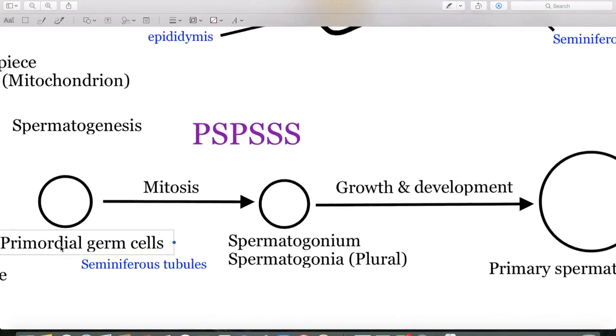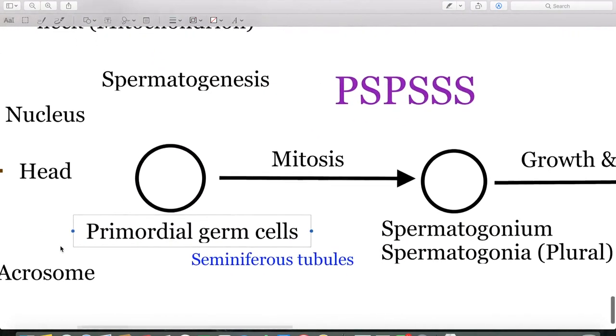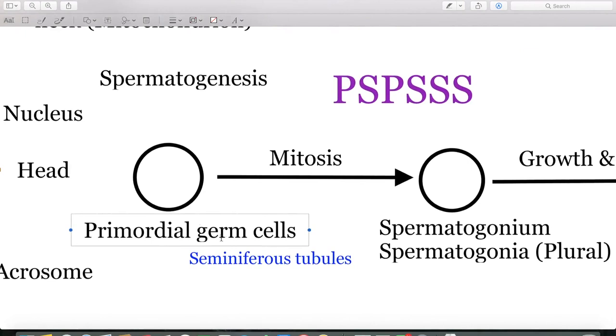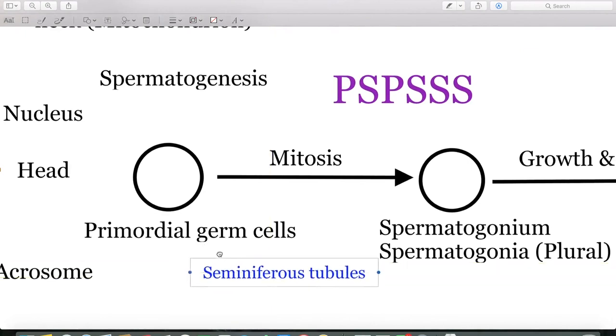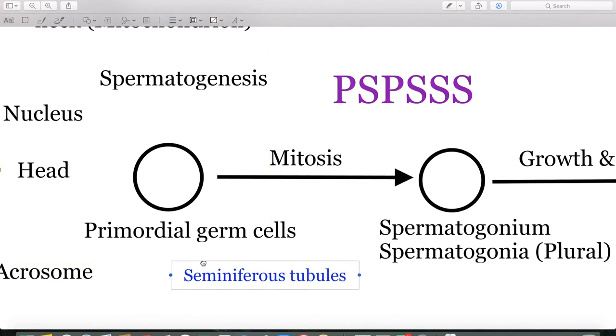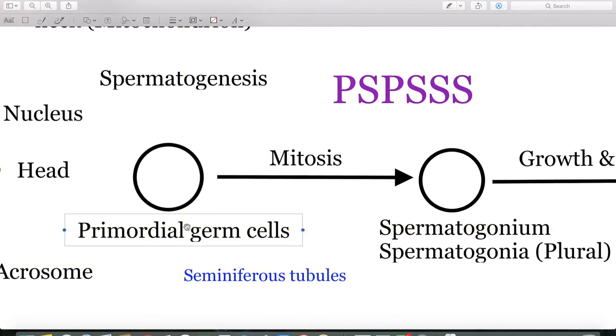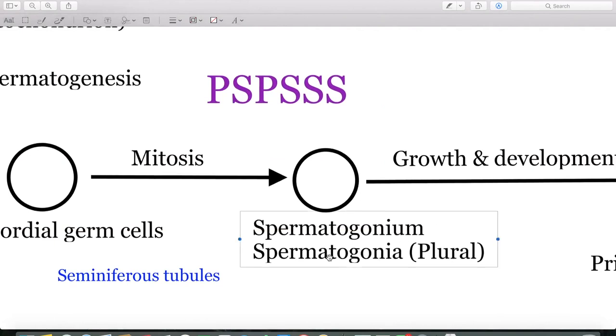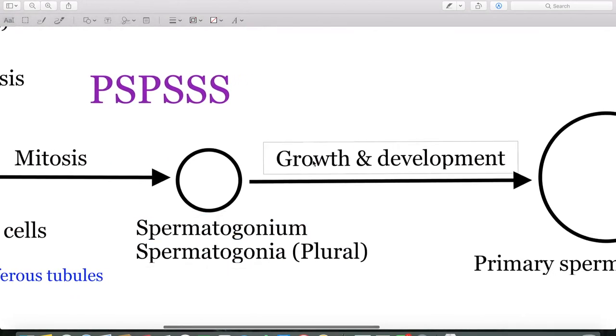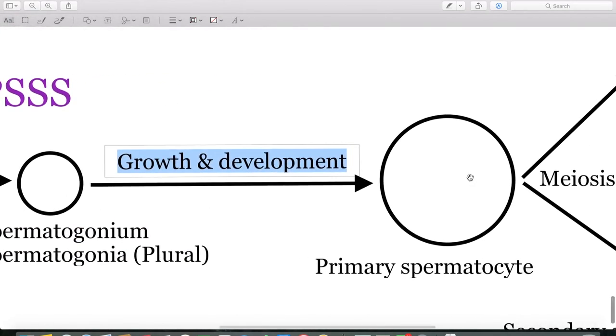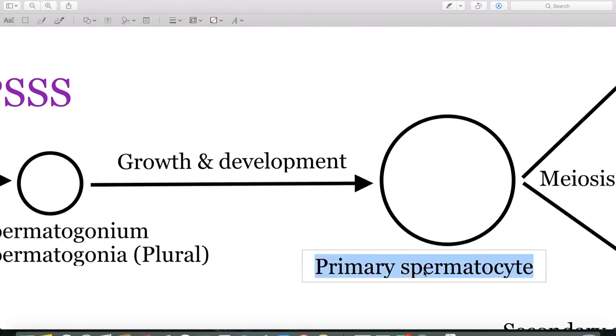What is that? It is the primordial germ cell. So what does the primordial germ cell do? You can find it in the seminiferous tubule. The primordial germ cells will go through mitosis to produce many spermatogonia, plural. Each spermatogonium will then go through growth and development in order to produce a primary spermatocyte.